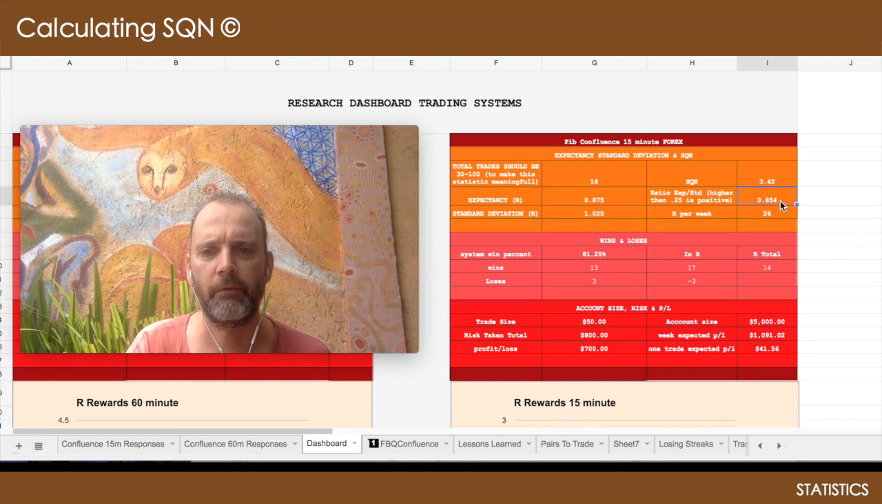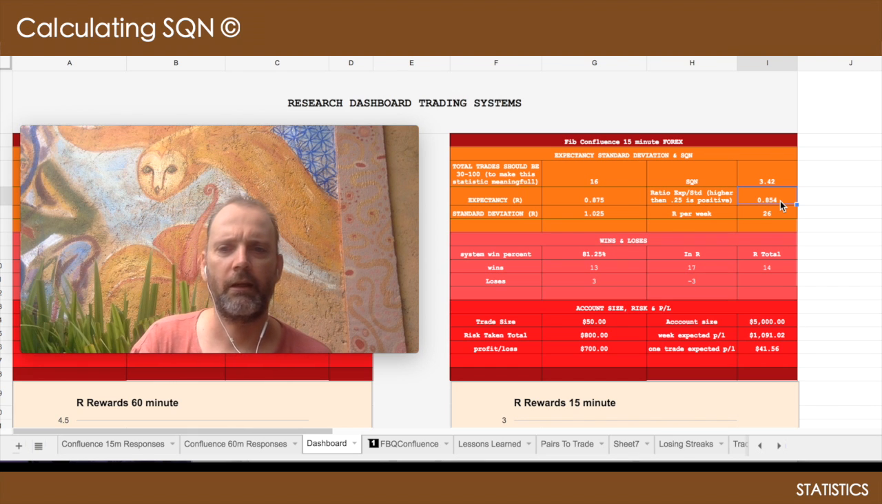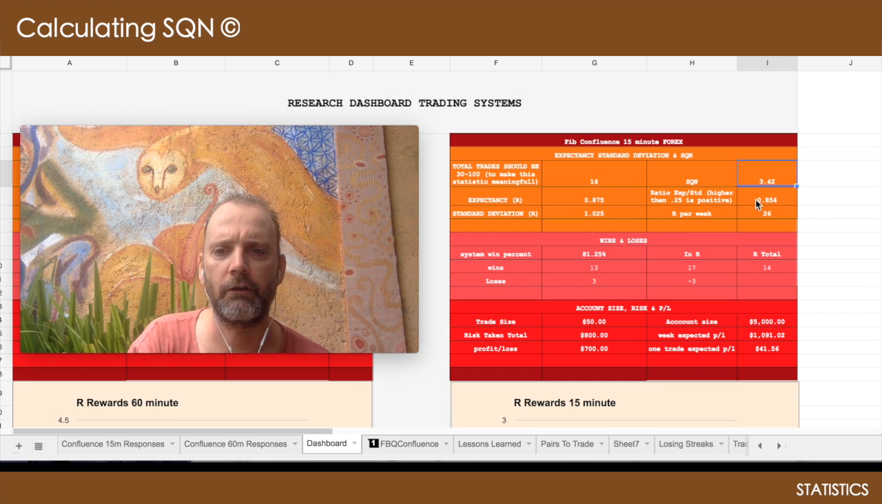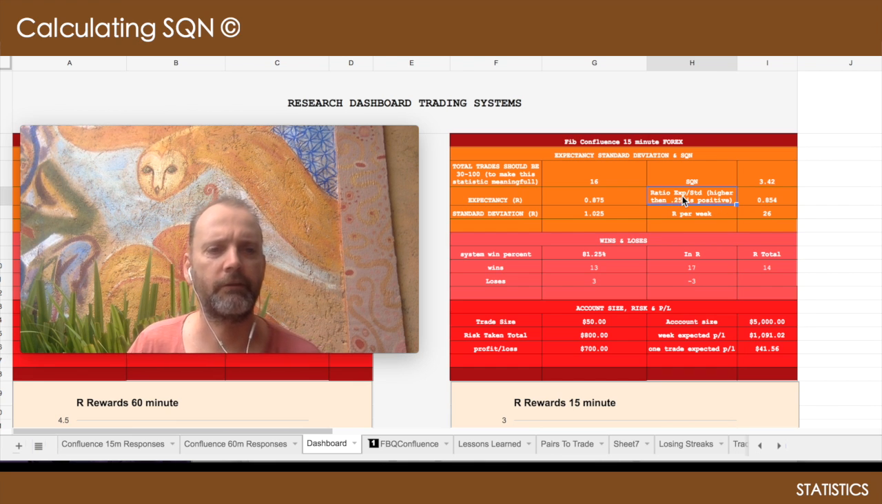If this is higher than 0.25, it's a good indication your system is heading in the right direction. What we do then is take this ratio and use it to calculate the SQN. We do one more thing: we count how many trades we did, take the square root of the total number of trades, and multiply that square root by the ratio we just calculated. That's the system quality number.